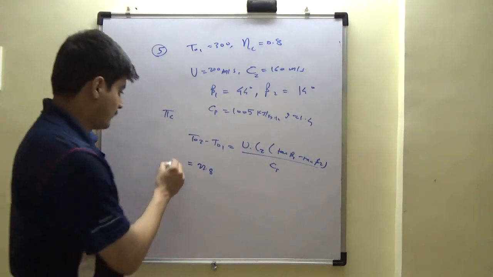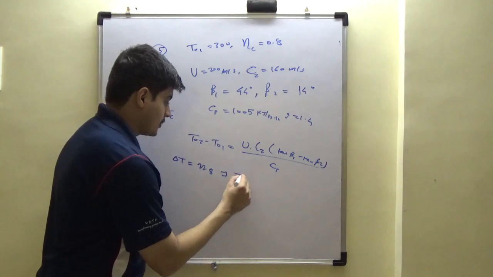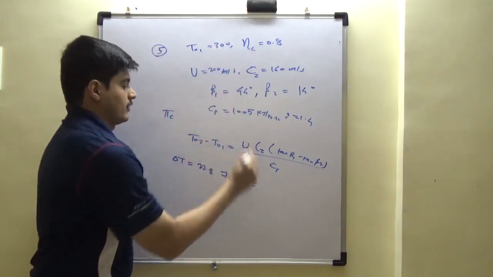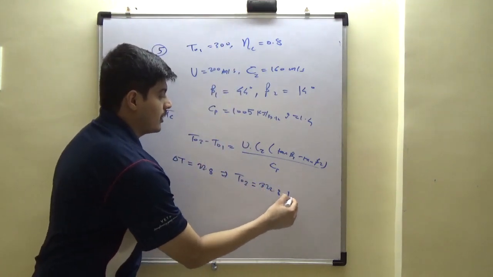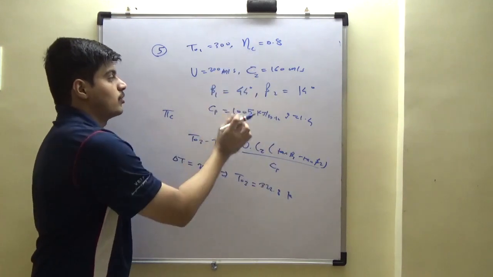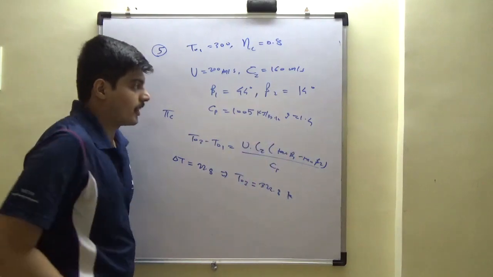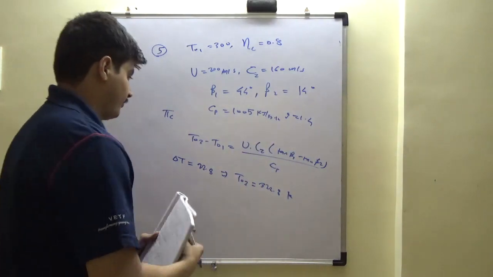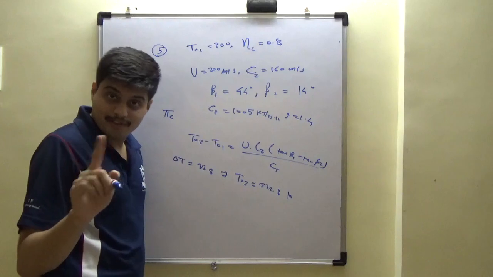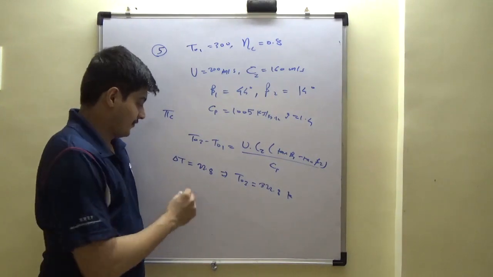22.8. That means what is T03? 322.8 Kelvin. You just have to substitute these numbers: 200 into 160 upon 1005, tan of 44 minus tan of 40. And that is not equal to tan of 4. Please don't make that arithmetic error.